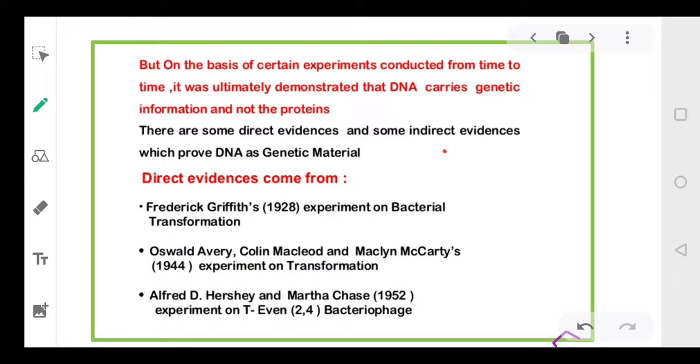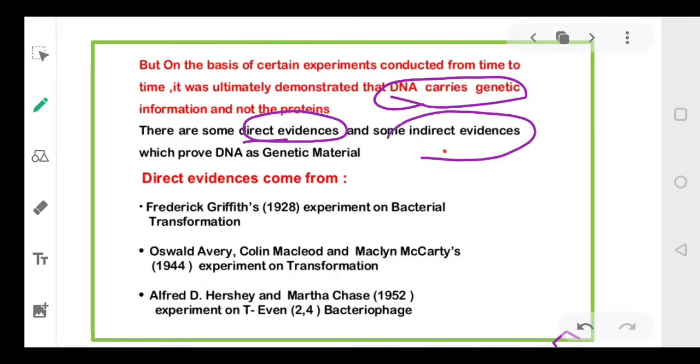But on the basis of certain experiments that were conducted from time to time, it became evident that DNA is the genetic material. Right? Some of these evidences were direct, some were indirect. The 3 direct evidences are basically 3 experiments. First is Frederick Griffith's experiment. Second is Avery, MacLeod and McCarty's experiment. And the third, considered very important in establishing DNA as the genetic material, is the Hershey and Chase experiment. These 3 experiments together establish the fact that DNA is the genetic material.